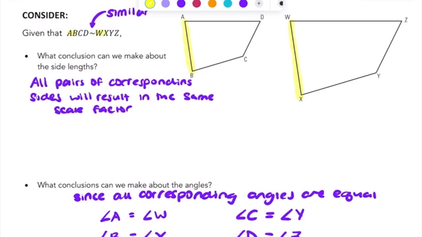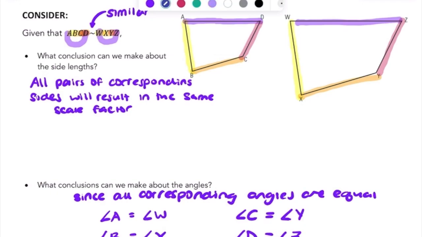So A, B, and W, X, corresponding. B, C, and X, Y, corresponding. C, D, and Y, Z, corresponding. Now the last one, D, A, and Z, W, also corresponding. So I can see that there are 4 pairs of corresponding sides.